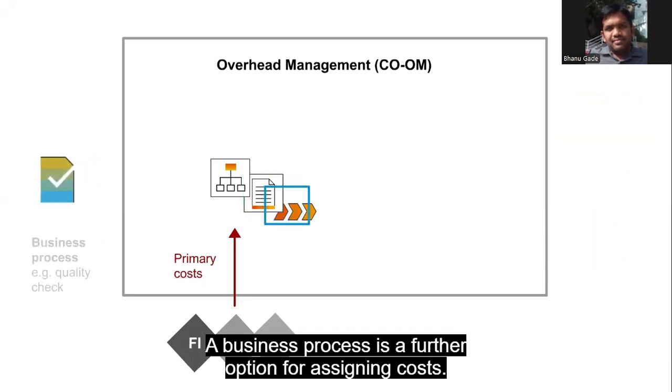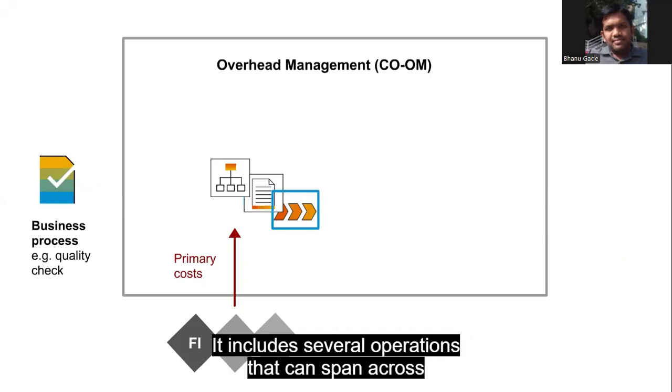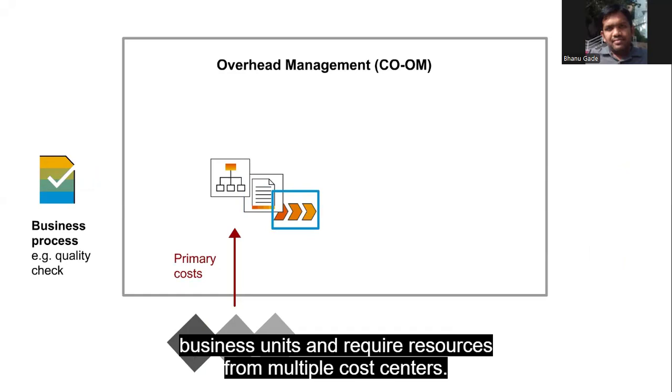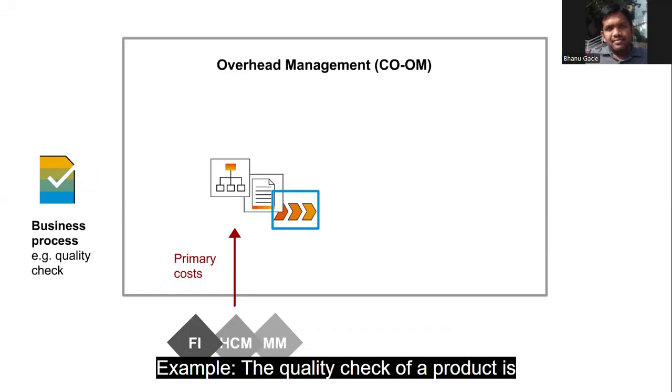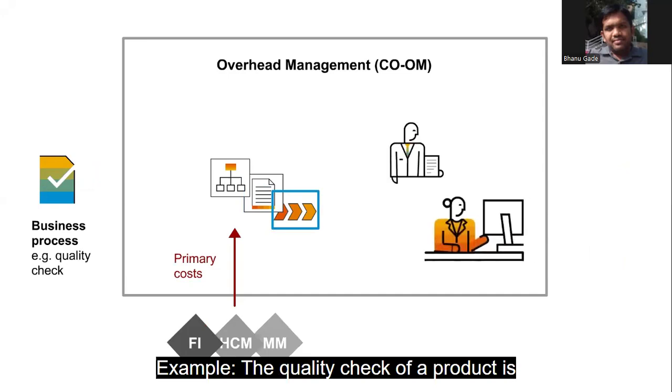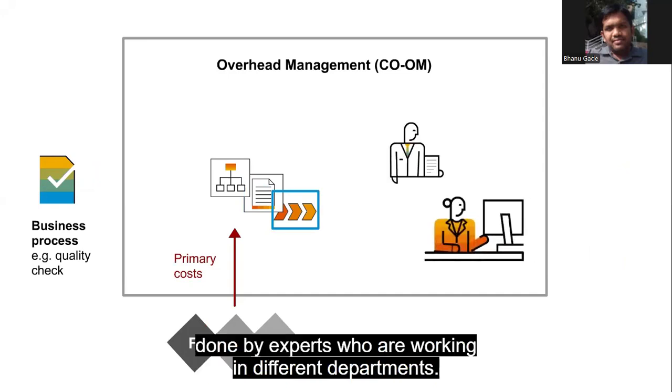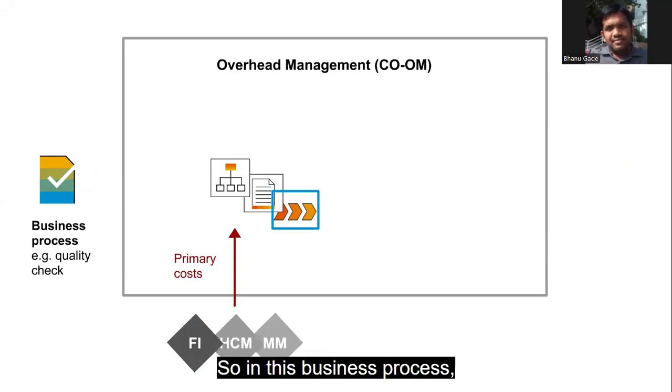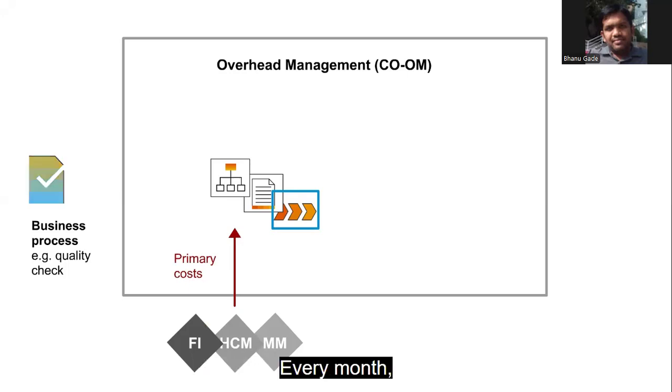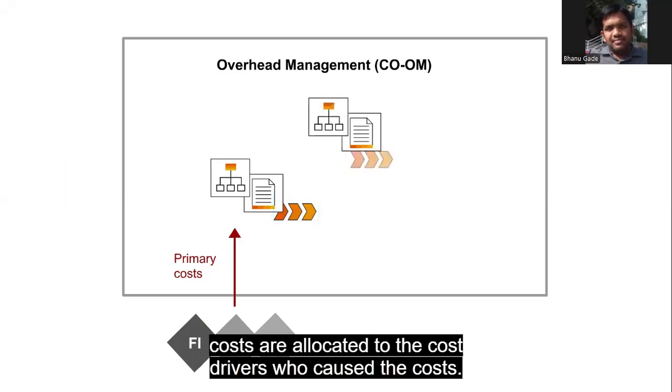A business process is a further option for assigning costs. It includes several operations that can span across business units and require resources from multiple cost centers. Example: the quality check of a product is done by experts who are working in different departments. So in this business process, different cost centers are involved. Every month, costs are allocated to the cost drivers who caused the costs.